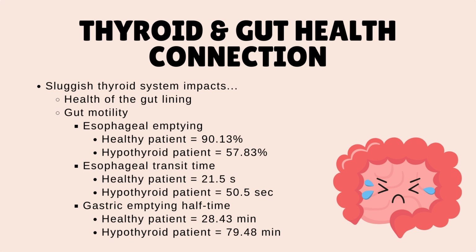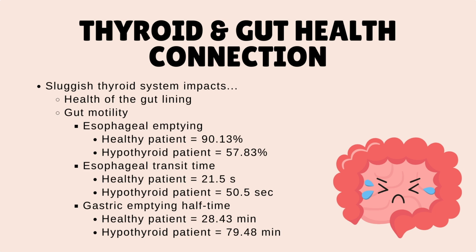Number 2, gut motility. So hypothyroidism leads to slower gastric emptying times, and this is well documented, and we include links to these references in the module script. So one study compared hypothyroid patients to a healthy patient, and they compared various levels of emptying and transit time. So first, esophageal emptying. The healthy patient had 90.13%, whereas the hypothyroid patient only had 57.83% emptying, meaning there was still food sitting there, not what we want.